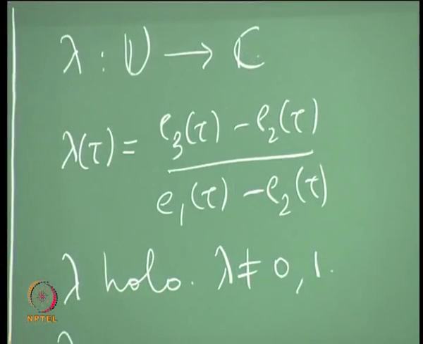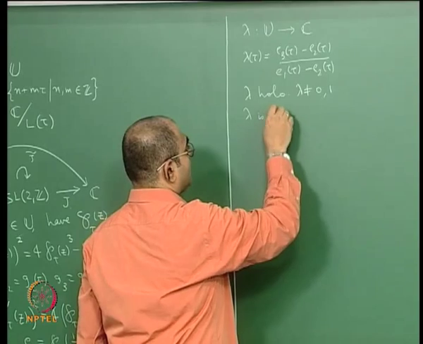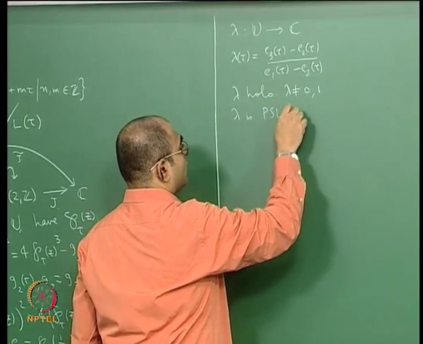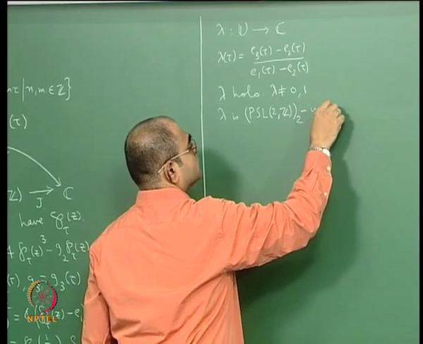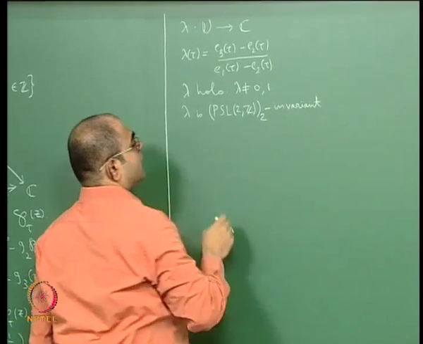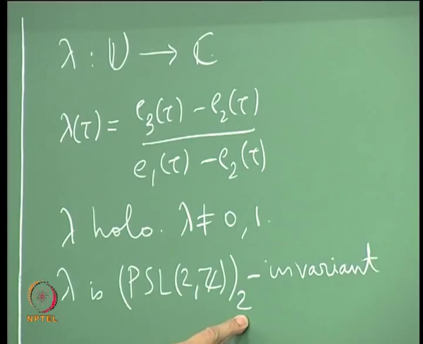and of course lambda is invariant under the congruence mod 2 subgroup, PSL2Z sub 2. PSL2Z sub 2 is the normal subgroup of PSL2Z consisting of matrices which give the identity when you read each of the entries mod 2.